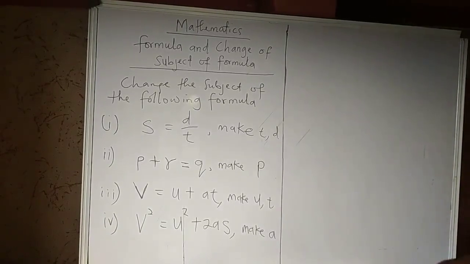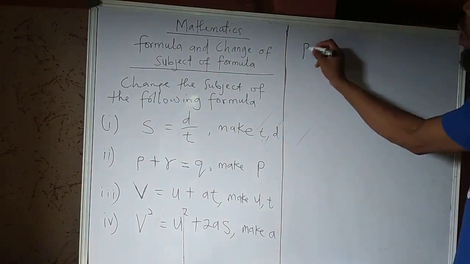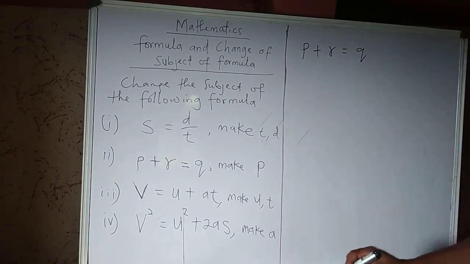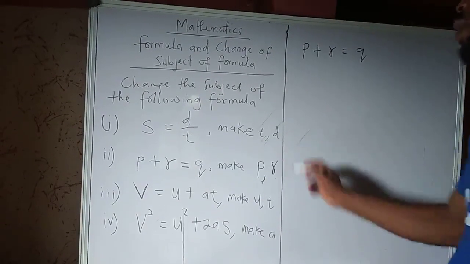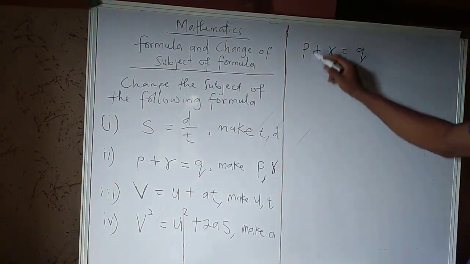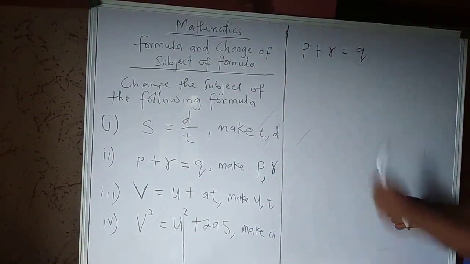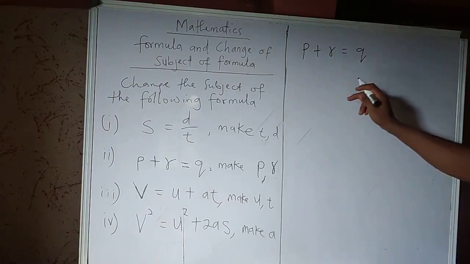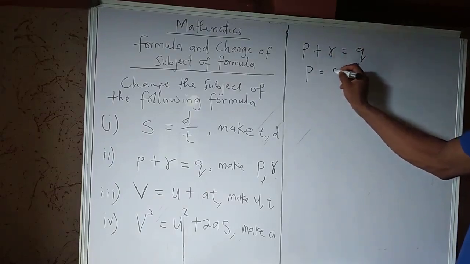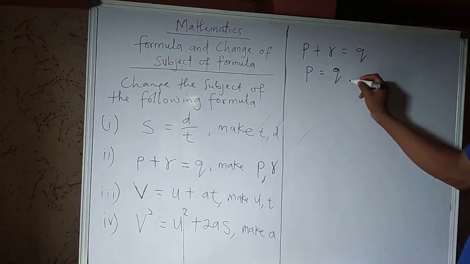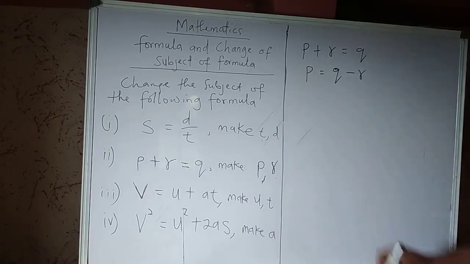So the second example, we have P plus R equals Q. We have to make P the subject of the formula. I'm going to make P and R the subject of the formula. So if I'm going to make P the subject of the formula, it means I don't need this guy to be here with P. P has to stand alone, right? So what I'll do is I'll move this guy across the equality sign. So P is going to be equal to Q. Of course, when plus R moves across the equality sign, it becomes a negative number. So it will be Q minus R. So that's what we have here.